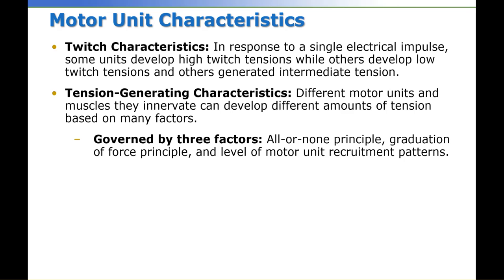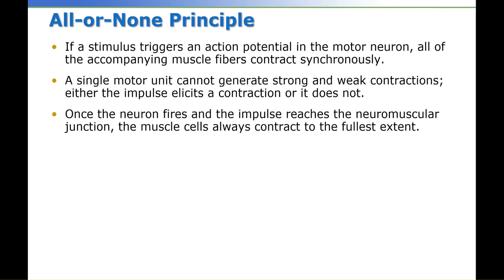Some units develop high twitch tensions, while others develop low twitch tensions, and others generate intermediate tension. So tension generating characteristics: different motor units' muscles that they innervate can develop different amounts of tension based on many factors, governed by three factors: the all or none principle, the gradation of force principle, and the level of motor unit recruitment patterns. Okay, all or none principle.